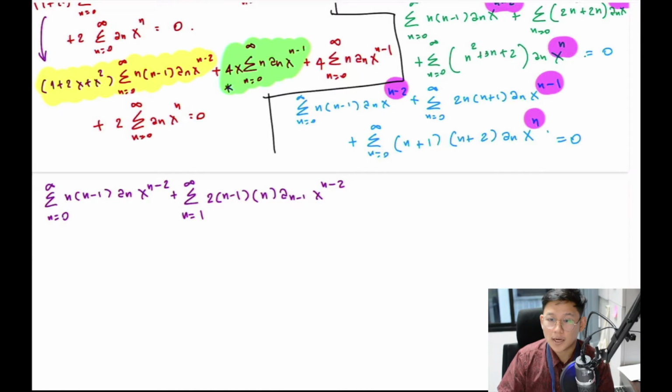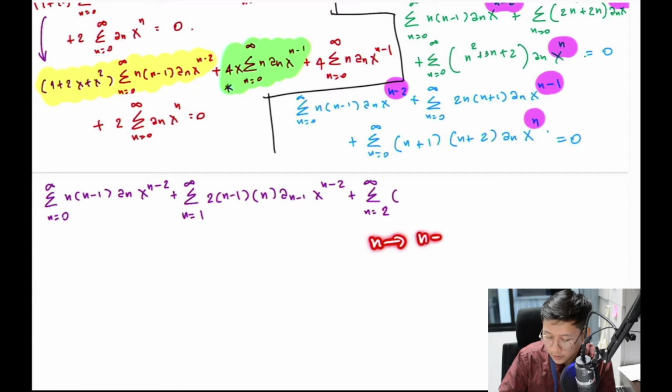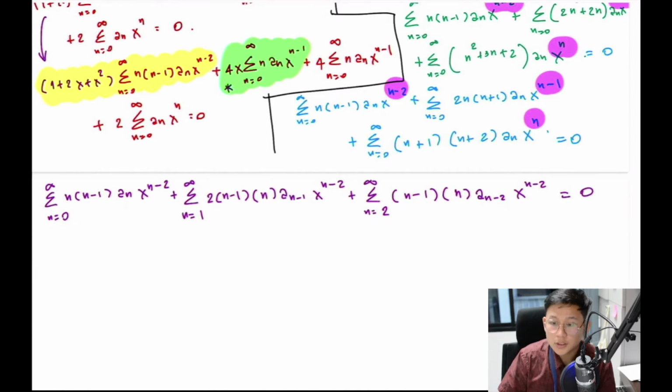Okay. And the last term, we need to change from x to the n to x to the n minus 2, right? So we need to start from 2 to infinity, and we need to change n, again, n to n minus 2. If we change from 0 to n to 2, we need to change n to n minus 2. So here it's going to be n minus 1, right? n minus 2 plus 1, that is n minus 1, and then n minus 2 plus 2, that is n. And a n minus 2 x to the n minus 2 equals 0.